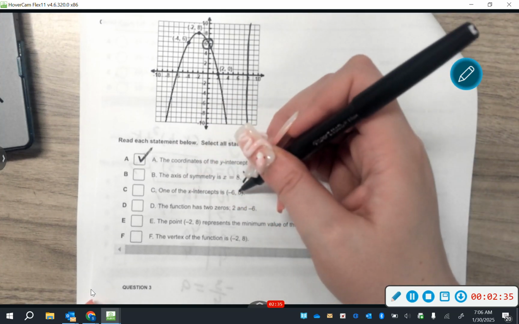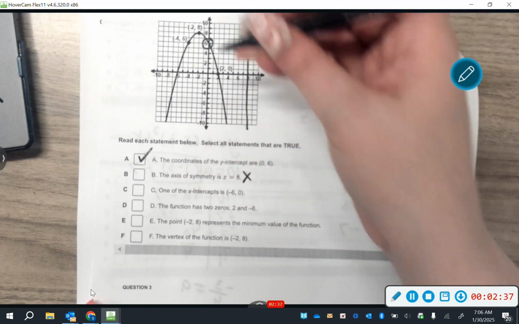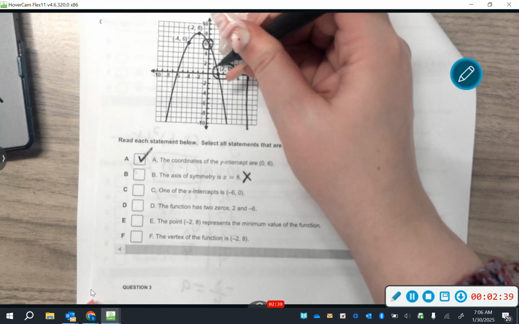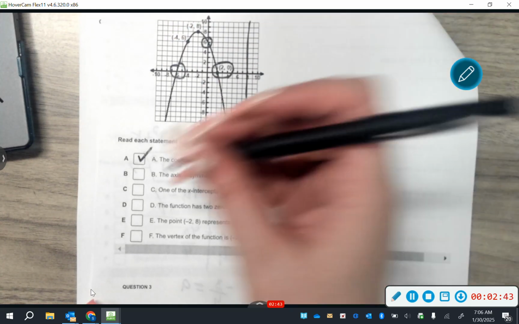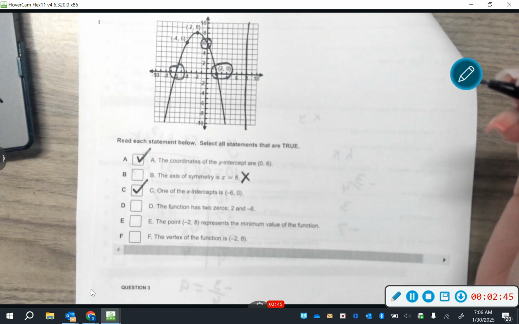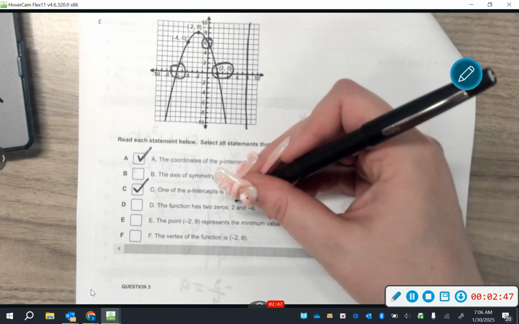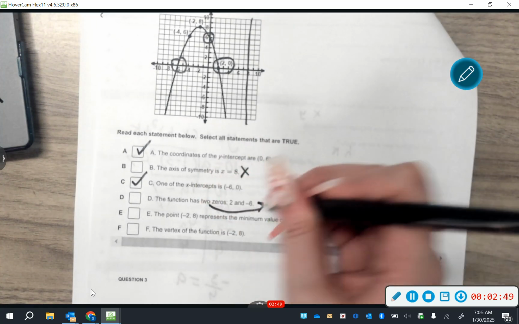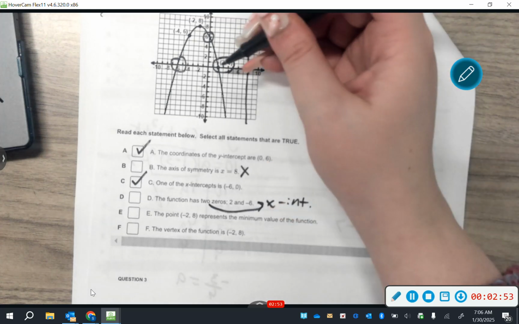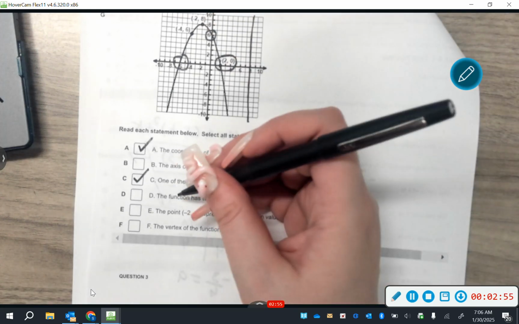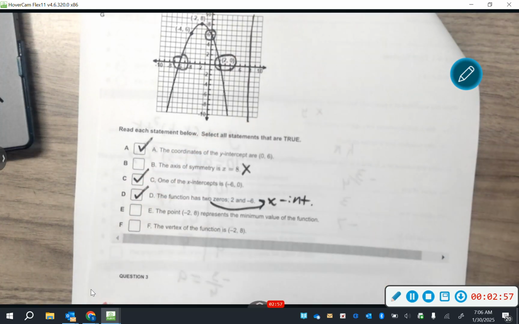One of the x-intercepts is at negative 6, 0. Well, I do have an x-intercept here at 2, 0. And yes, I also have another one at negative 6, 0. True. The function has 2 zeros. Remember, zeros are x-intercepts. So yes, we do have an x-intercept at 2 and negative 6, so that's also true.